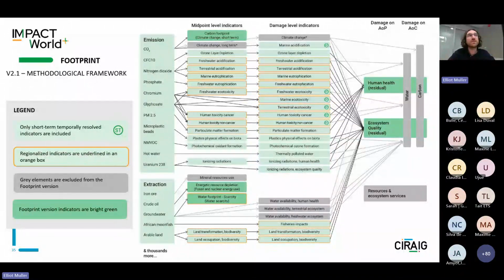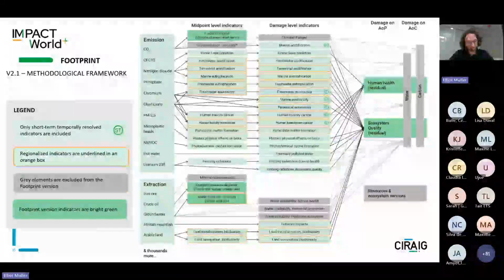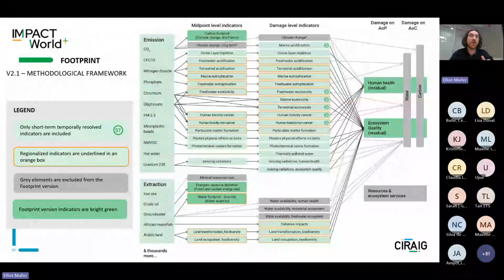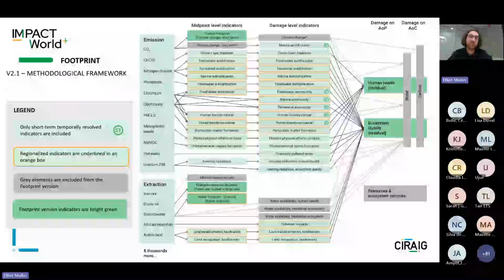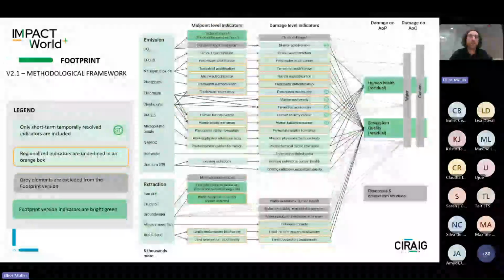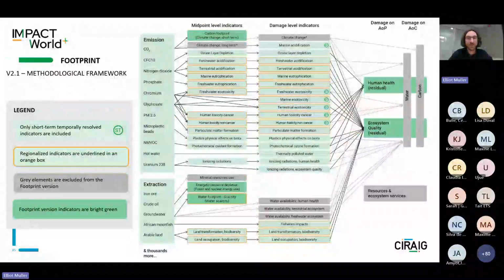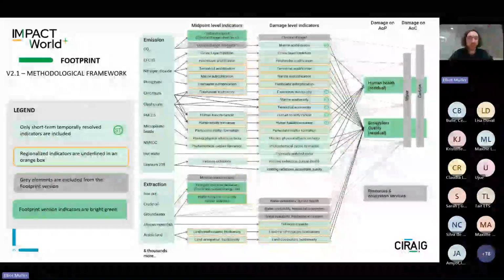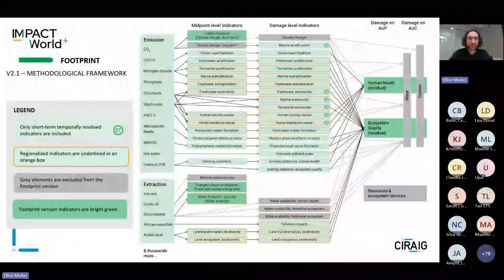Then we also wanted to keep in the footprint version an aggregation of all the other damage level indicators, that we aggregated into two indicators based on the previous area of protection indicators, called the residual human health indicator and the residual ecosystem quality indicator, that take into account all of the indicators that are not climate change or water use.